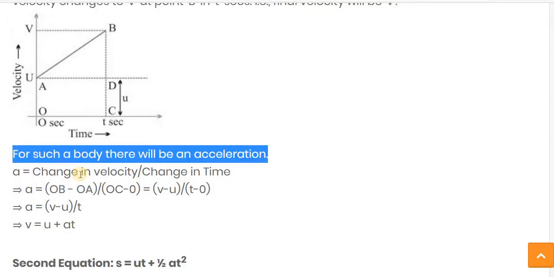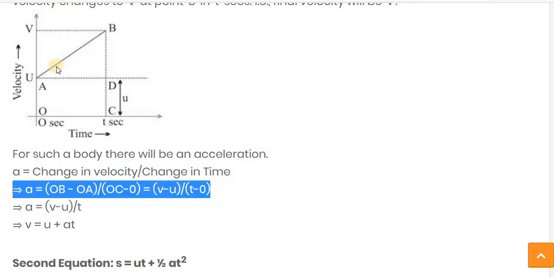We have to find the acceleration a, which is equal to OB minus OA, divided by OC minus 0, which is equal to v minus u divided by t minus 0. So a is equal to v minus u divided by t, which gives v is equal to u plus at.